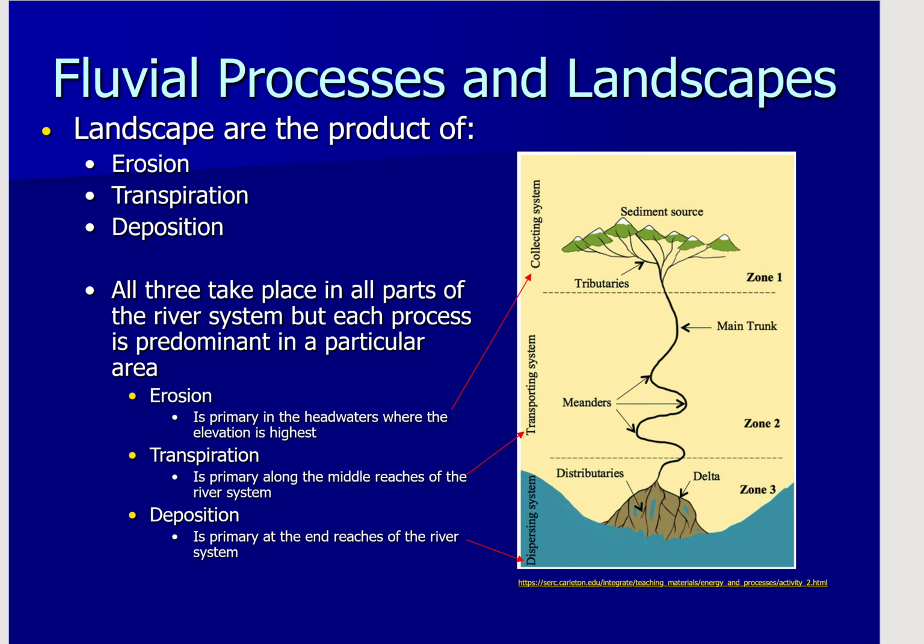So back to this illustration that we showed you right at the beginning of this slide series. We said that landscapes are the product of erosion, transportation, and deposition. And in this slide, we're going to delineate the erosion, transportation, and deposition into 3 zones.